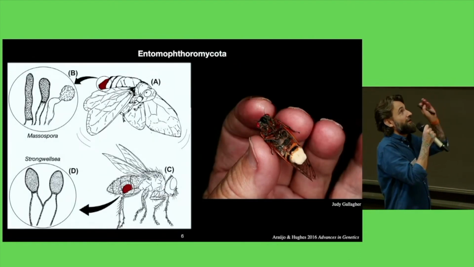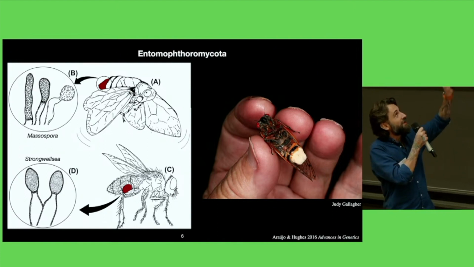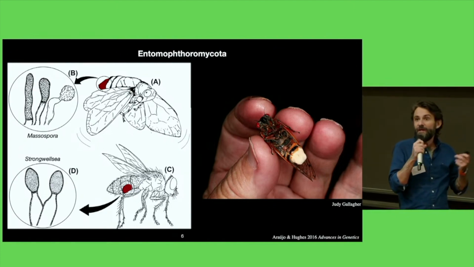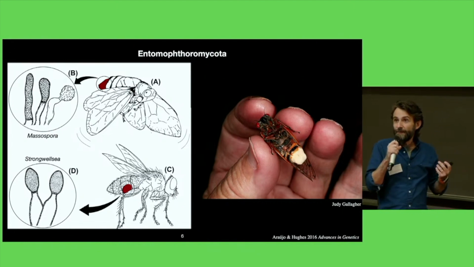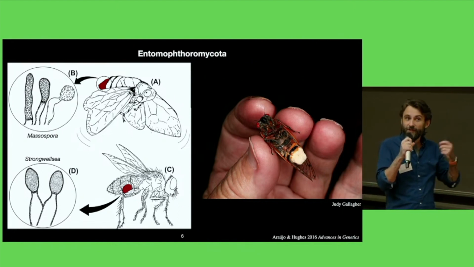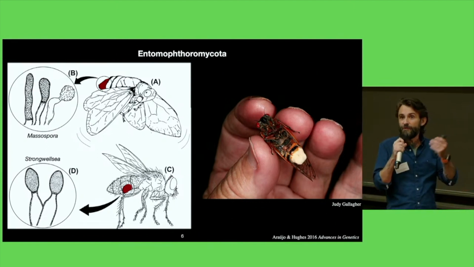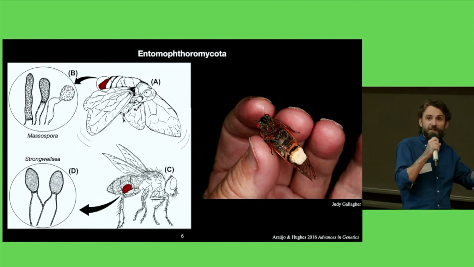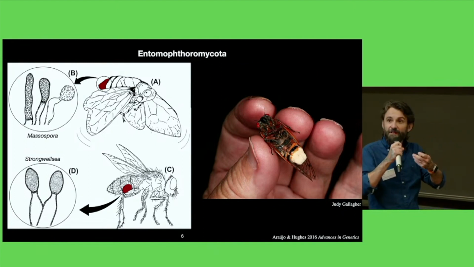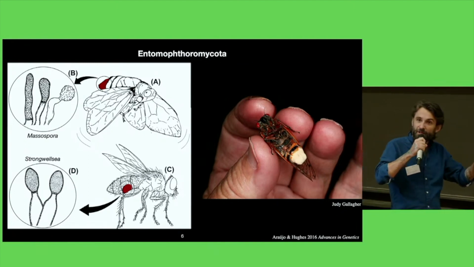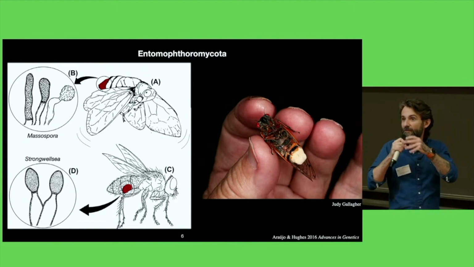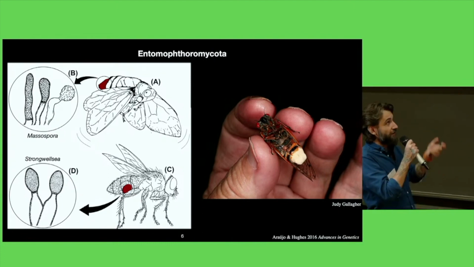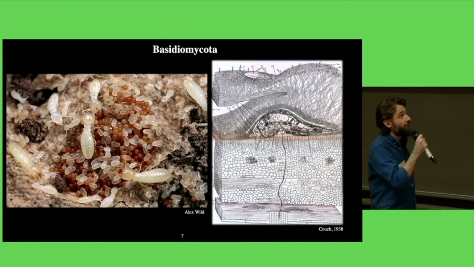And these are particularly interesting in Massospora and Strongwellsea, because they sporulate from the living body of the hosts. Usually insect parasites need to kill the host in order to produce spores and sporulate. So they switch from parasitic to saprophytic, and then they are yeast-like symbionts, and then they switch to a hyphal and filamentous phase. But this one sporulates from the living body of the host, which is quite unusual.